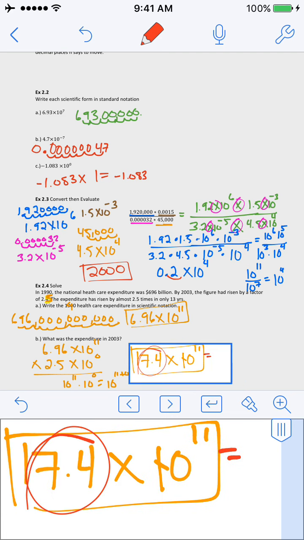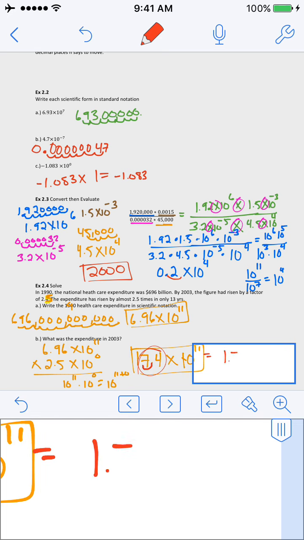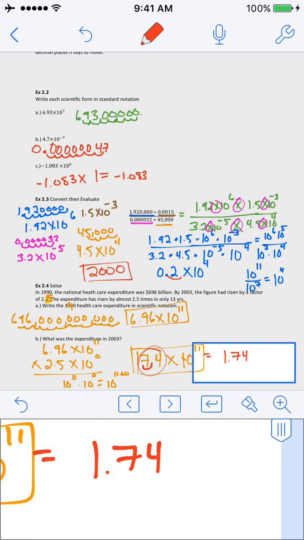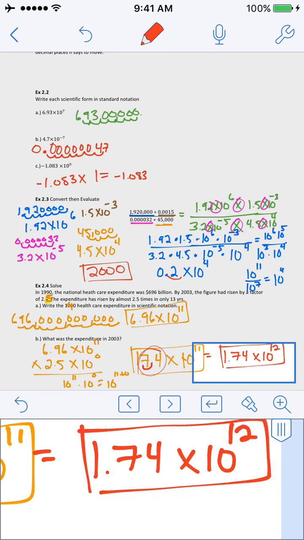I need to make a big number smaller, right? I need to make it 1.74 in order to be between 1 and 10, which means I'm going to add a number, positive, to make big numbers smaller. And so I get to the 12th instead of the 11th. And that would be my expenditure in 2003, which would be 1,740 billion, but as you saw, that's kind of a tongue twister. So 1.74 times 10 to the 12th, much easier to read.